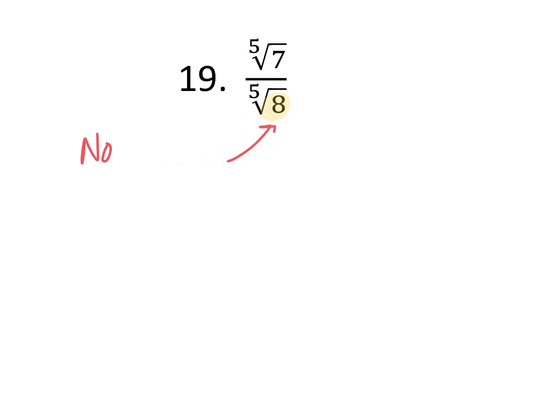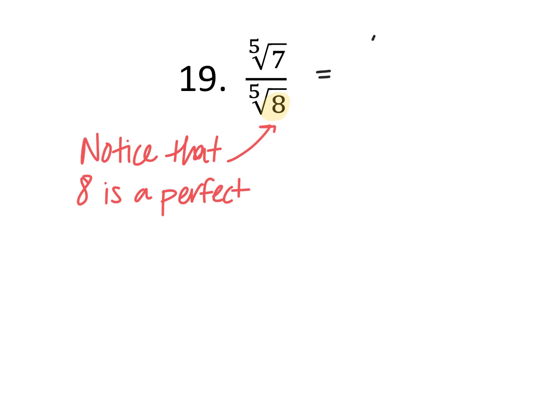Please notice that 8 is a perfect cube. It's not a perfect fifth, but that's okay. Anytime I see something that is perfect, I'm going to try and break it down so that the numbers are a little bit smaller. The cube root, so you know it's a perfect cube. What to the third power is 8? It's 2, right? So we'll rewrite it now.